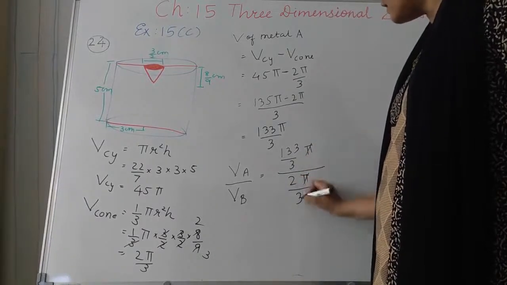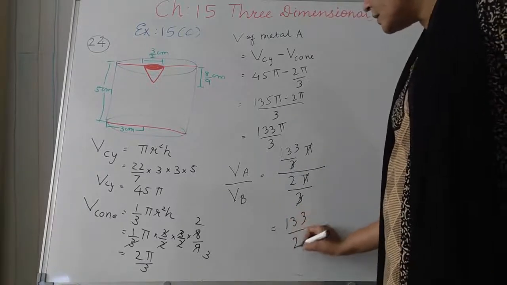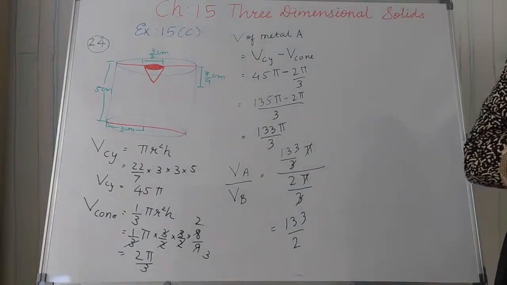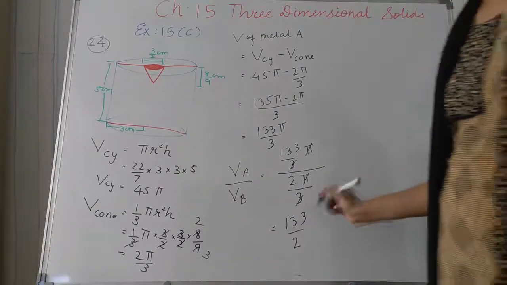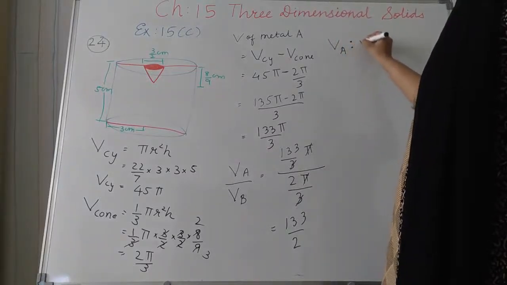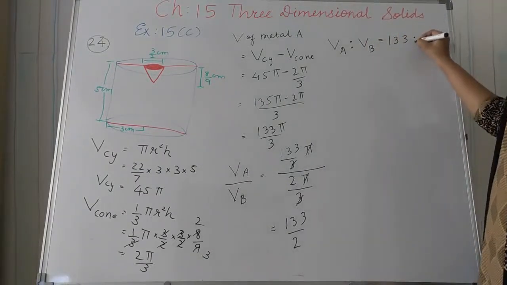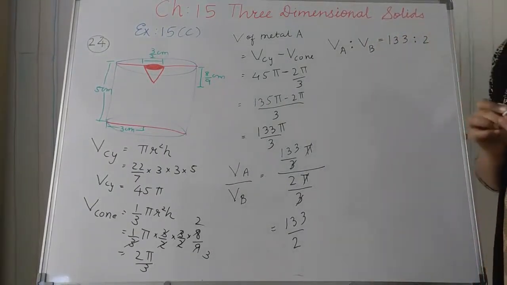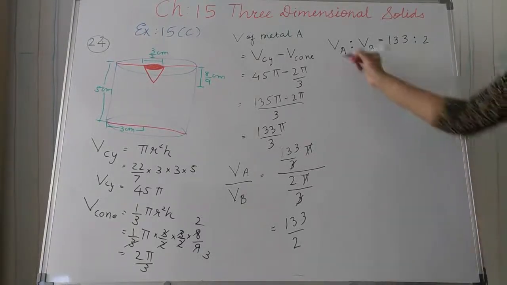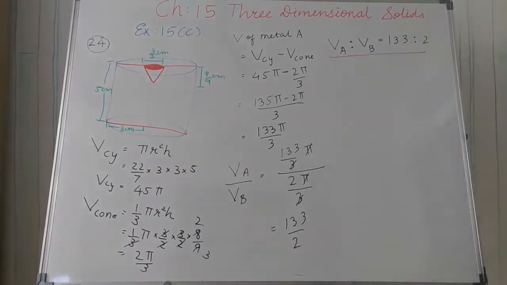So this pi gets cancelled, 3 also gets cancelled, 133 by 2. This is the ratio of volume of A to the volume of B. So we write in ratio form, volume A ratio volume B is equal to 133 ratio 2. So okay everyone, this is our final answer. They asked to get the ratio form of the two different metals used in this cylinder and cone.